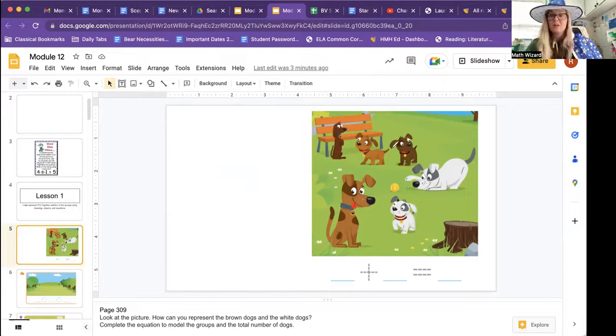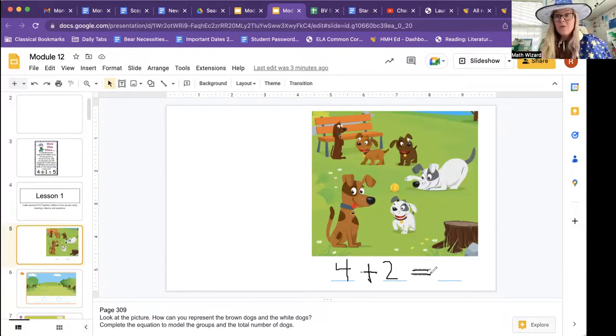So we're going to use Gus the Plus right here. See? Okay. Here we go. How many brown dogs do you count? We need to make sure our equation matches our drawing. So 4 brown dogs, and how many white dogs? 2 white dogs were playing in the park. That is equal to 4 plus 2 is equal to.